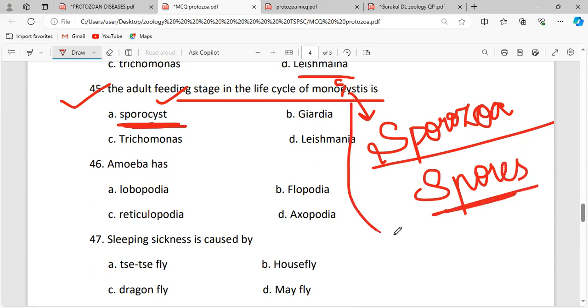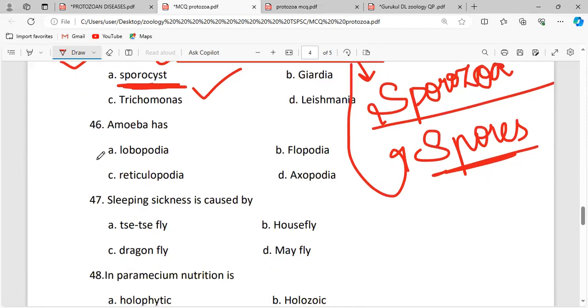I have explained you to read the protozoan classification and its examples. This monocystis comes under the sporozoan, and I have explained the mechanism, spores. And spores are the perfect asexual mechanism for this type of protozoan. If you know this basic understanding, you can easily answer this question. Okay, fine.